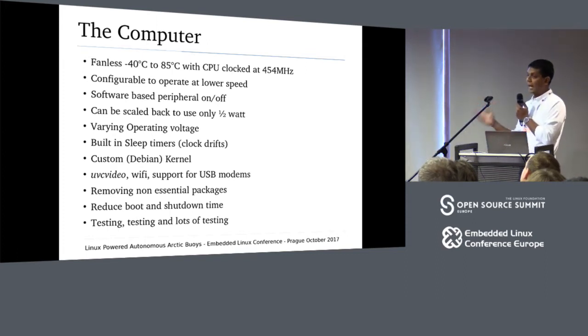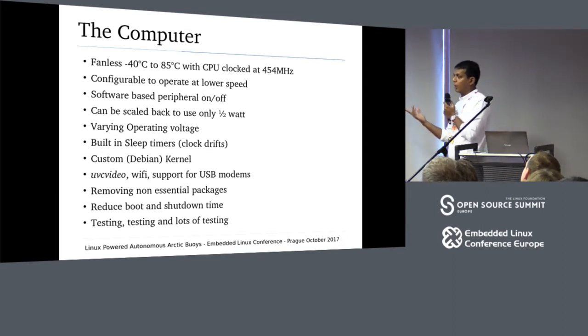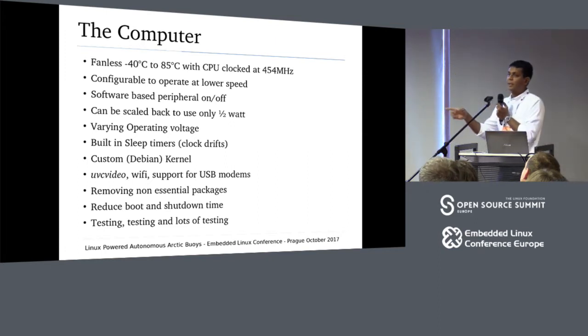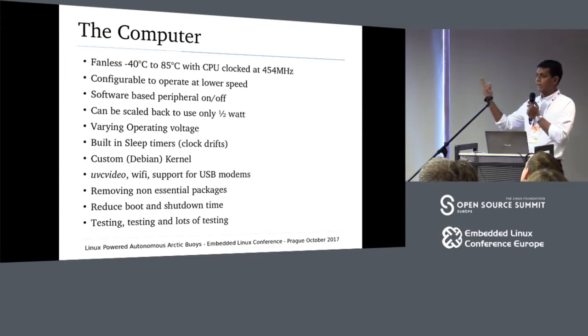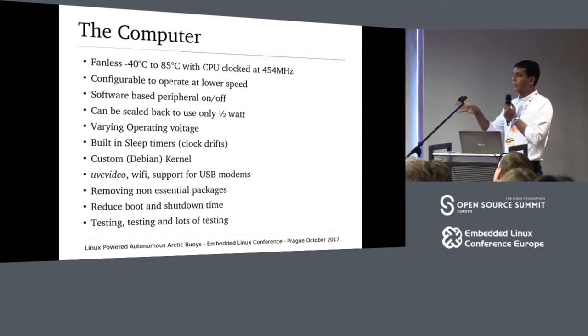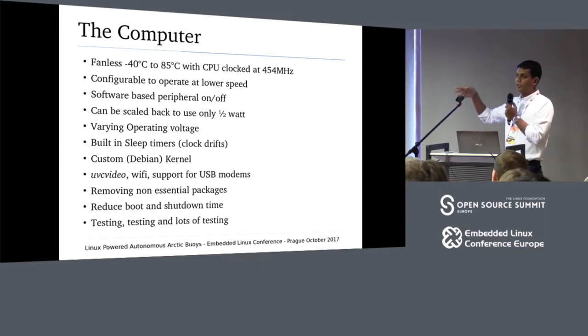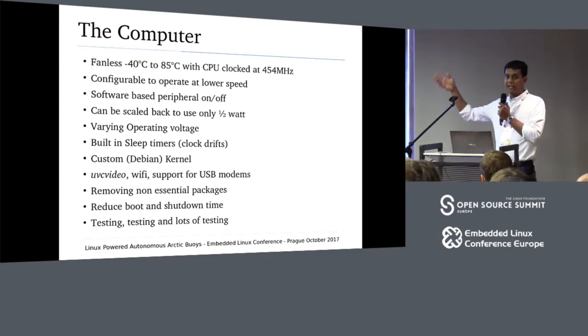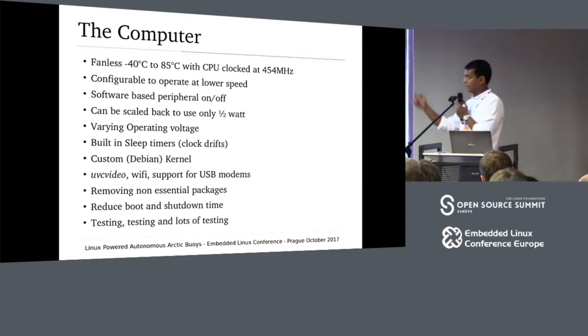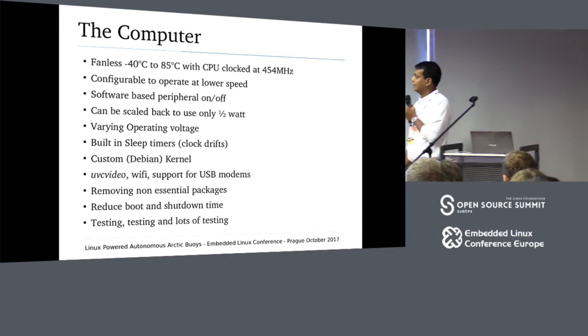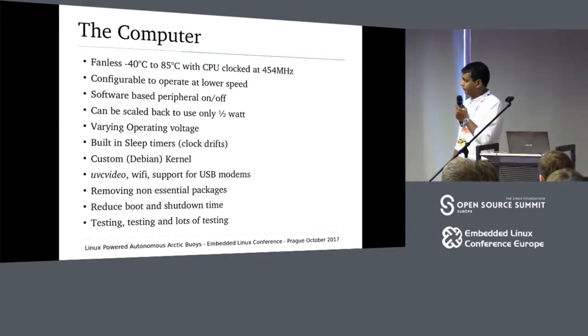It can run at half a watt when it's fully running, and when it's sleeping, it uses very little power. It can operate at very different operating voltages. So you can run it at 8 volts, 9 volts, 14 volts, 24 volts, and it'll still run. And this is good because the battery doesn't maintain charge all the time, and depending on the time of day and other aspects, the voltages vary.